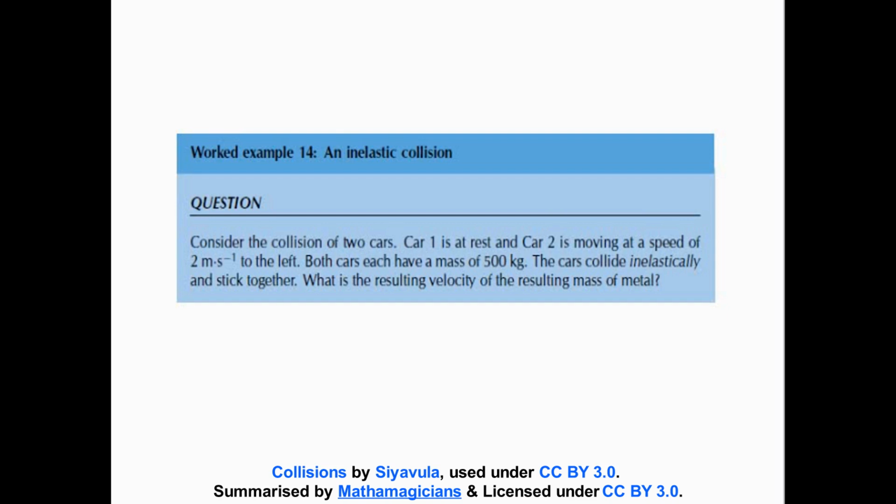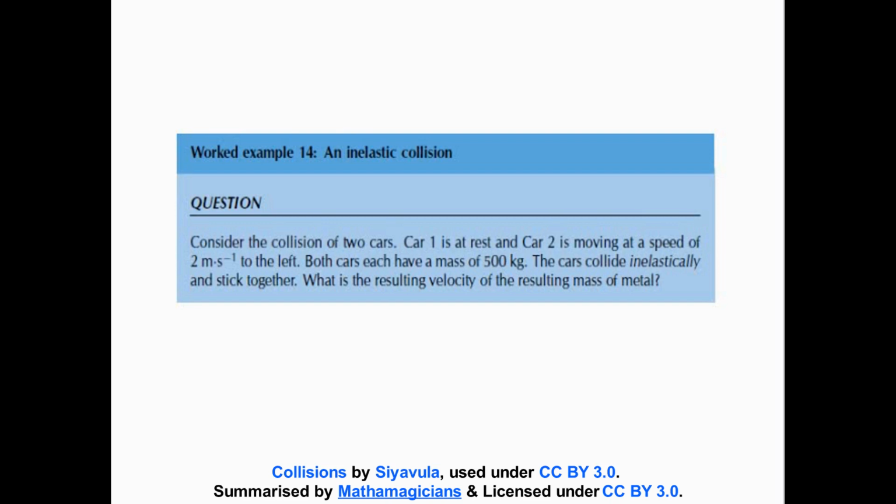Consider the collision of two cars. Car 1 is at rest and car 2 is moving at a speed of 2 meters per second to the left. Both cars have a mass of 500 kilograms. The cars collide inelastically and stick together. What is the resulting velocity of the resulting mass of metal?